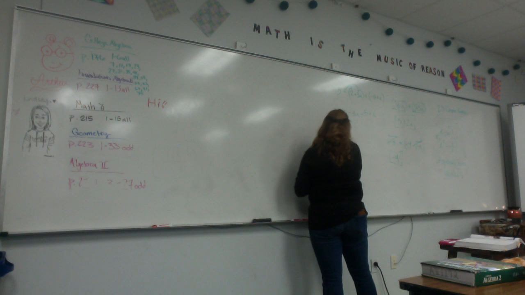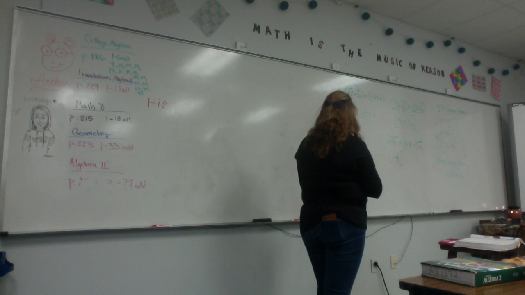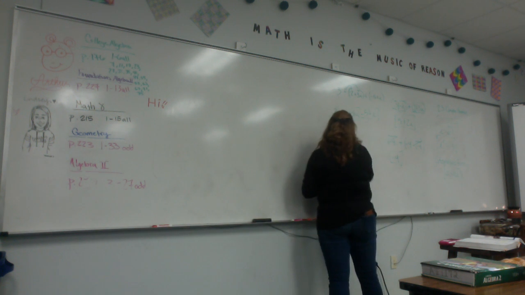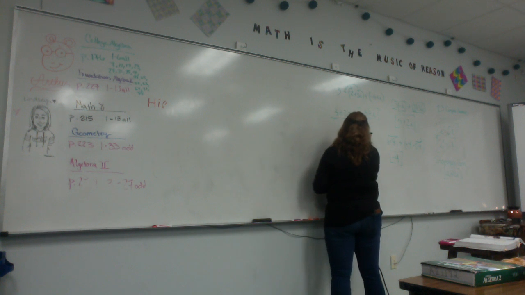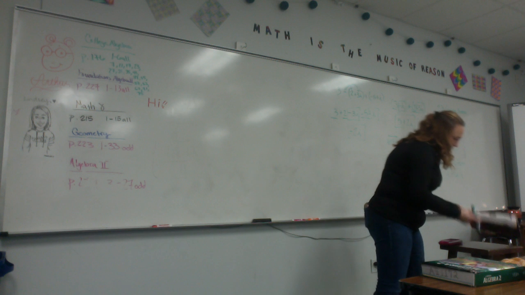Now we combine like terms. 3, 2, and -5 gives you what? 0. -3i and I gives you what? -2i. There's your solution. It's not hard.